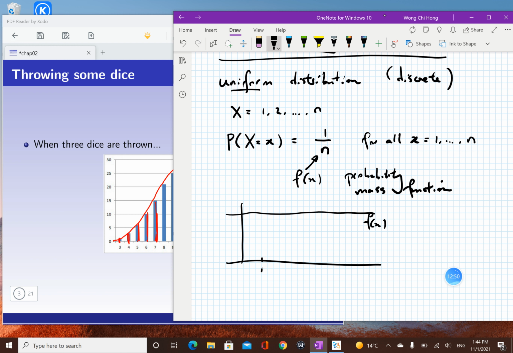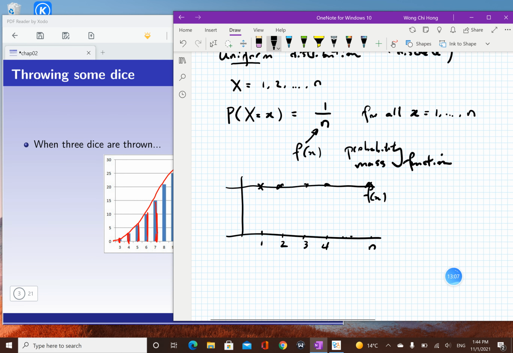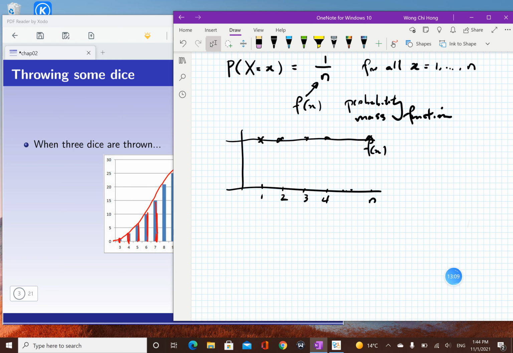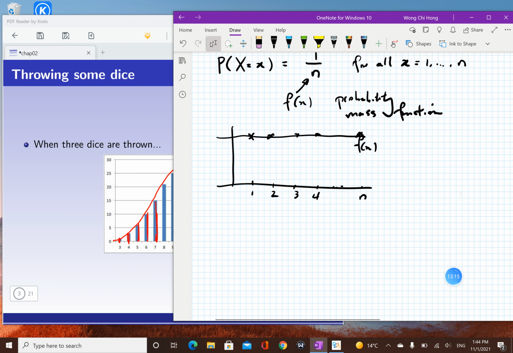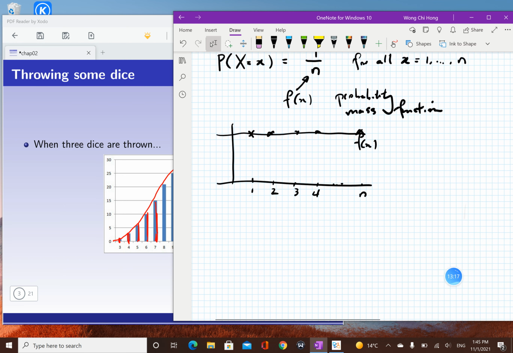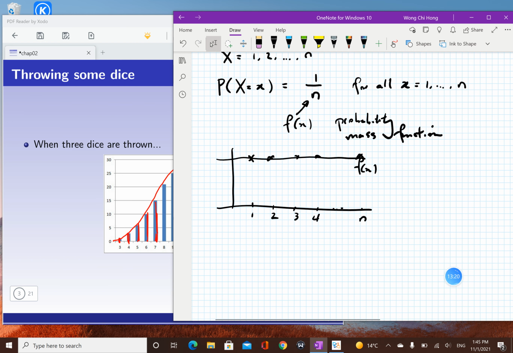So 1, 2, 3, 4, n. 1, 2, 3, 4, n. Okay, all of them, just a constant function, easy. What we can do with a probability function is that, okay, I've got a function, I have this graph drawn so I can find out the probability for each of the values of x easily.